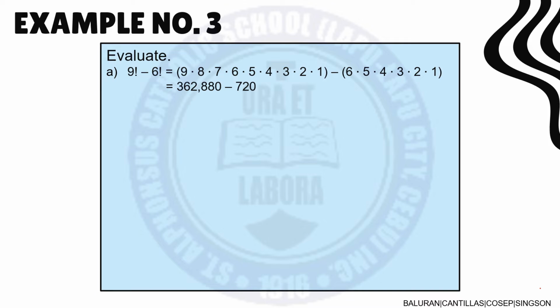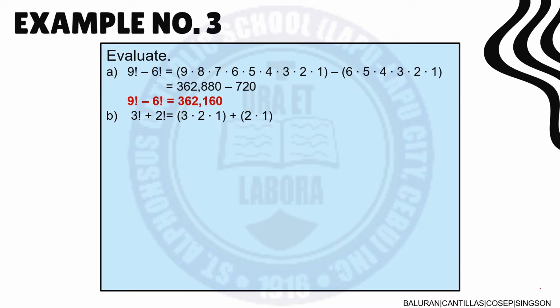So we have 362,880 minus 720. Then subtract the two numbers, it gives us the value of 362,160. Another example would be 3 factorial plus 2 factorial.